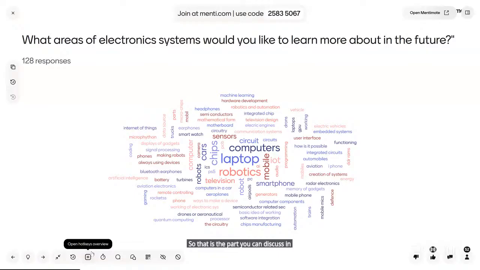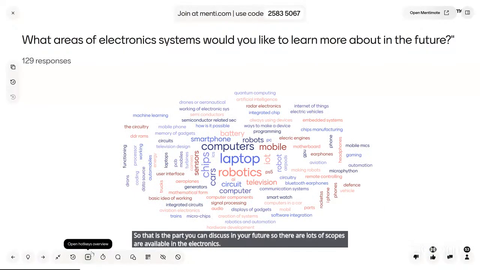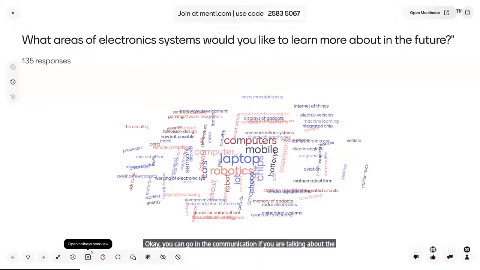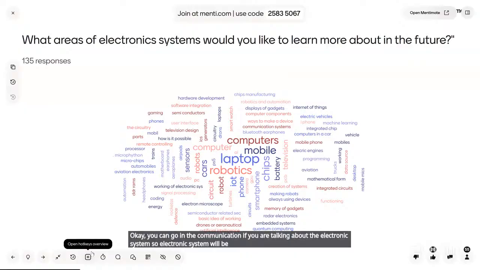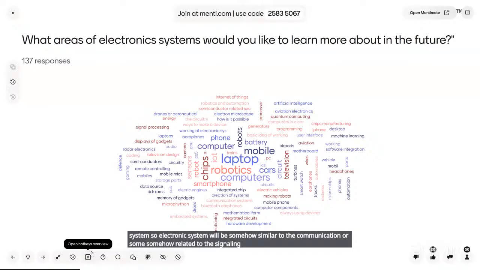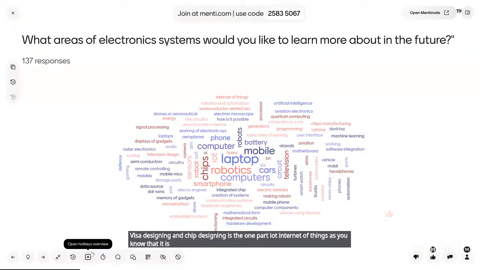So there are lots of scopes available in electronics. You can go into communication. If we are talking about the electronic system, it will be somehow similar to communication, or somehow related to signaling. So signal is one part. VLSI designing and chip designing is one part. IoT, internet of things, as you know, is again one part.